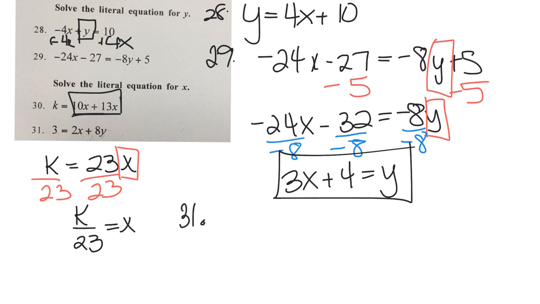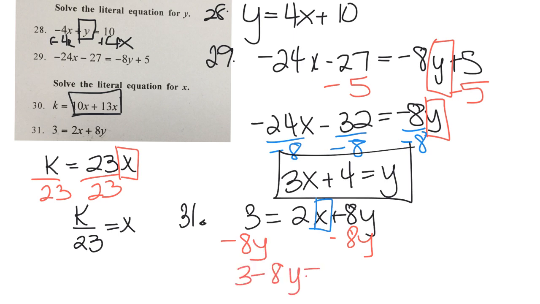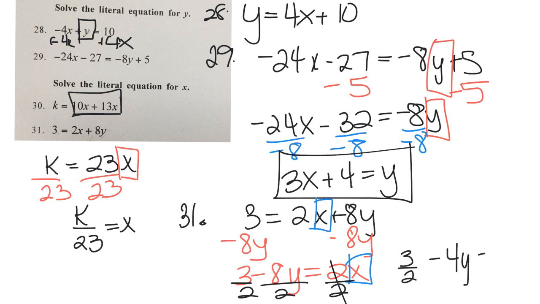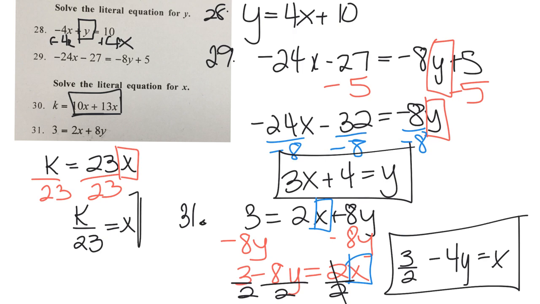And then last one, 31. 3 equals 2x plus 8y. Goal is to get x by itself this time. So we're going to move the y to the other side first, minus the 8y. And 3 minus 8y equals 2x. Still working on getting that x by itself. So we'll divide everything by 2. And when we do that, we get x equals, well, let's see, 3 halves minus 4y equals the x. And that's our final answer.